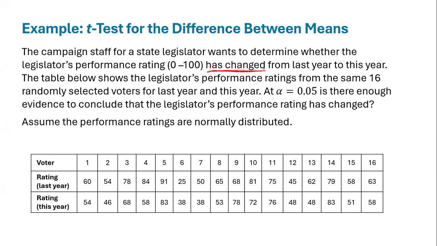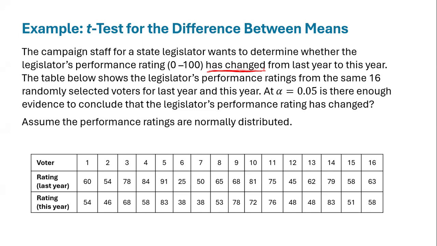And as you see, these ratings are coming from the same voter. Last year and this year from the same voter. That means these two samples are dependent. If alpha is 5%, is there enough evidence to conclude that the legislator's performance rating has changed?